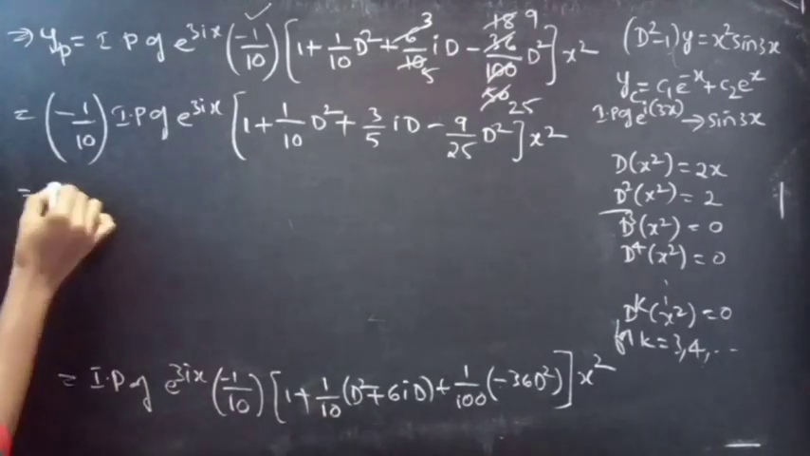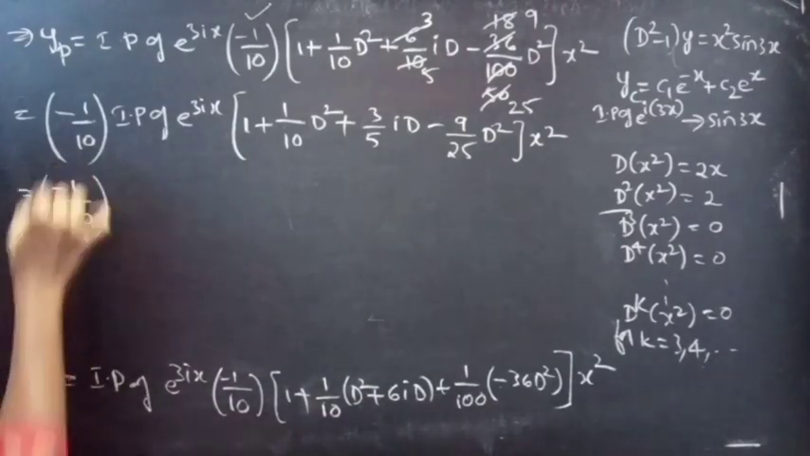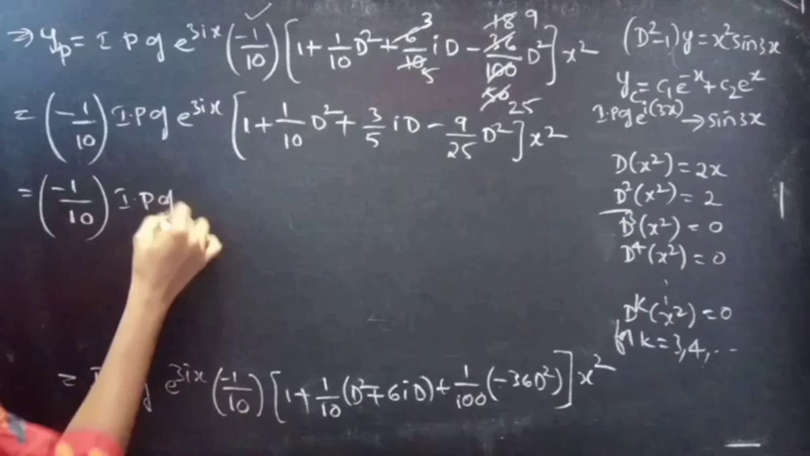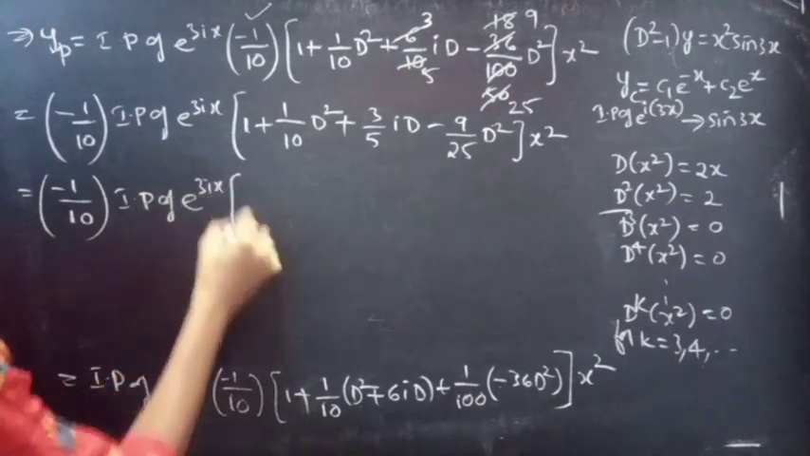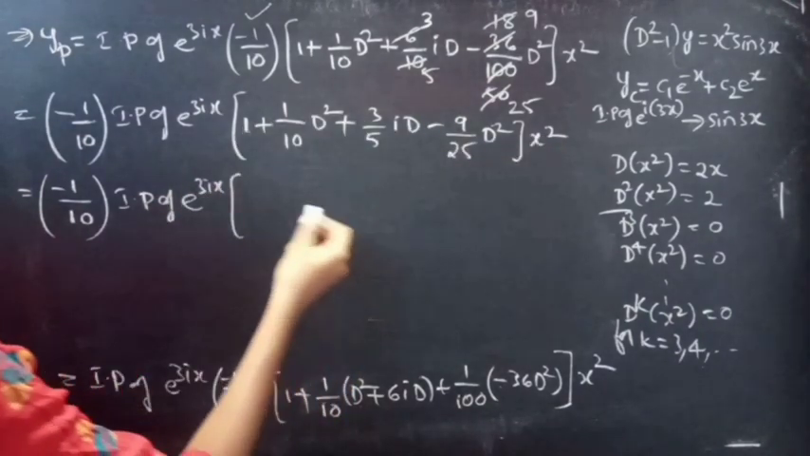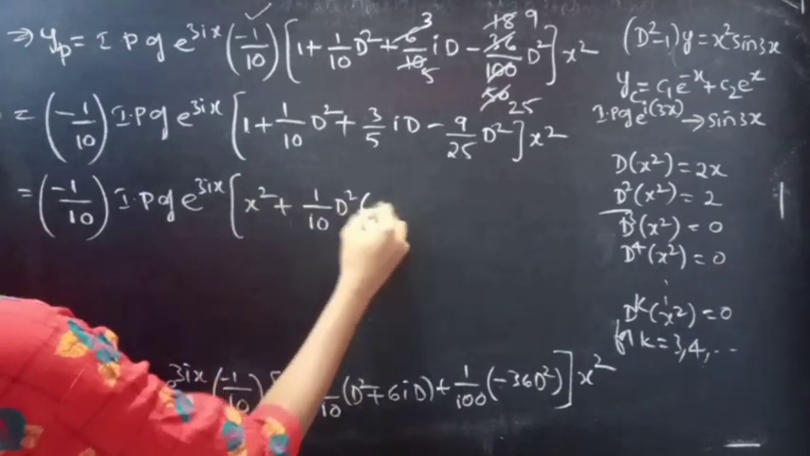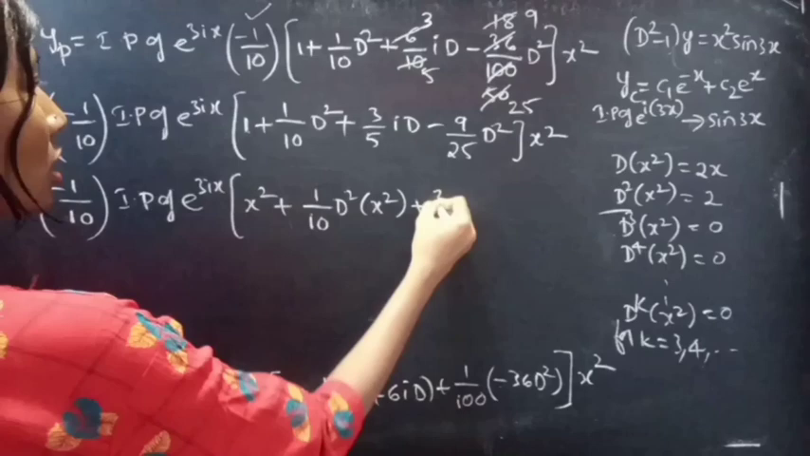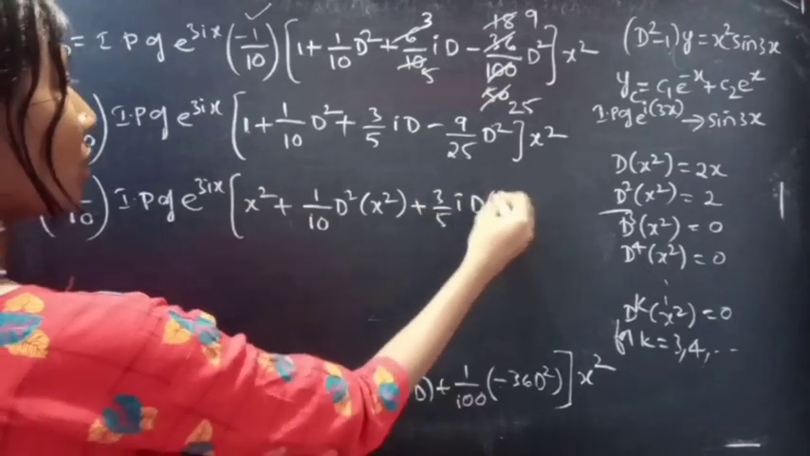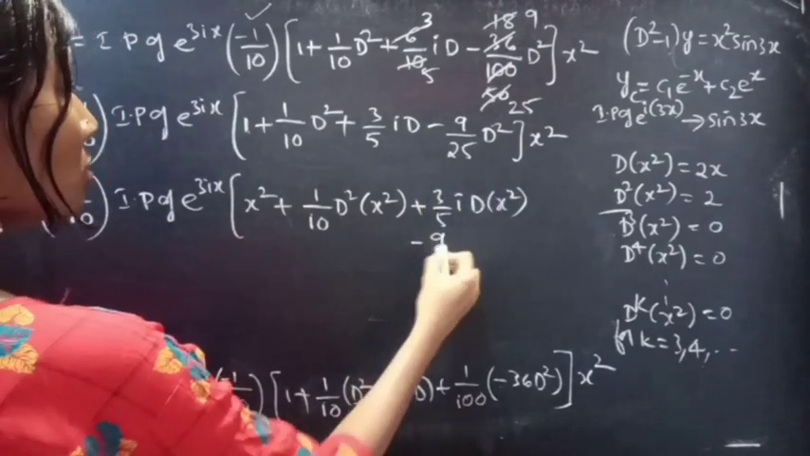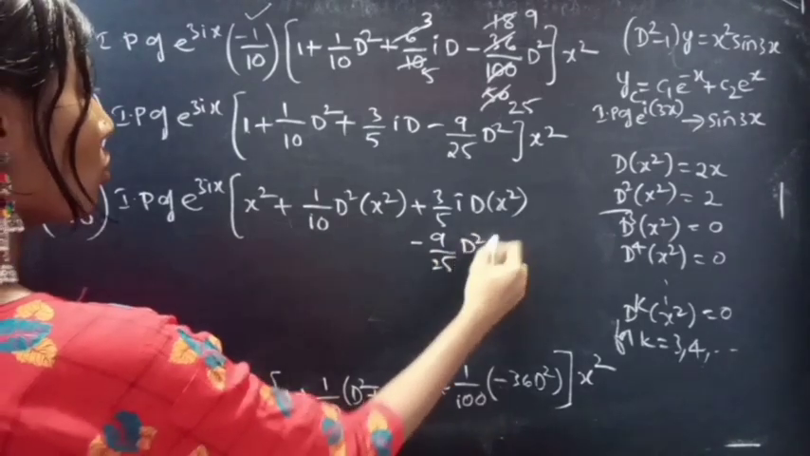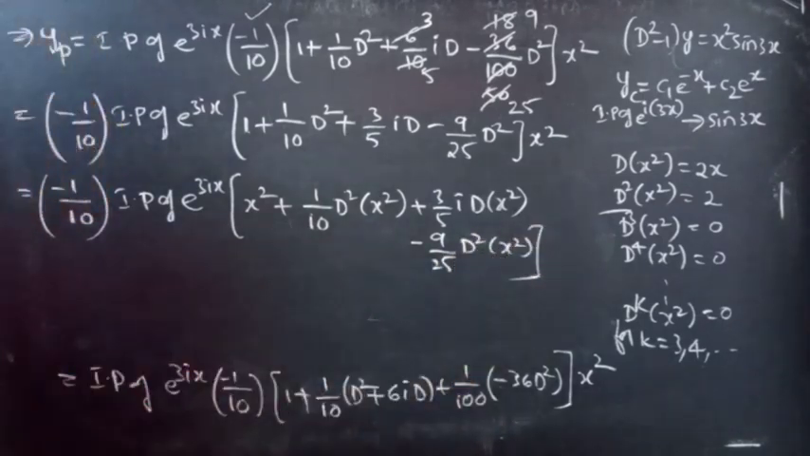It is equals to minus 1 by 10 into imaginary part of e power 3ix into 1 into x square is x square, plus 1 by 10 into d square of x square, plus 3 by 5 into i into d of x square, minus 9 by 25 into d square of x square.